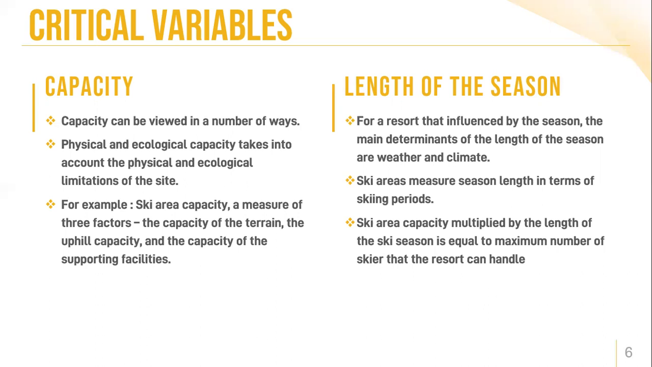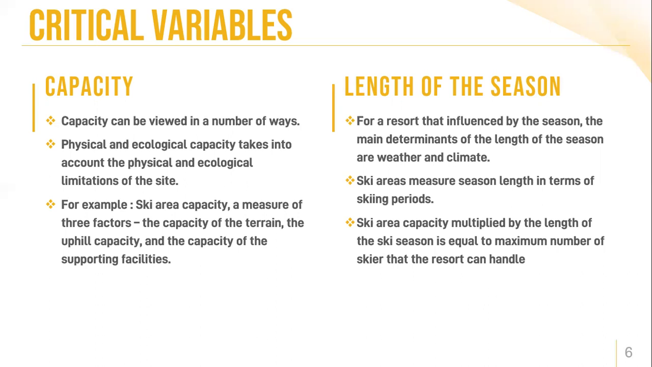So for a resort that is influenced by a season, for example, in Terengganu, people will not go during the monsoon season. When the monsoon season is over, people will start coming to the resort. So what is the determinant for the number of guests that come to Terengganu resorts? That is season, monsoon season, musim monsoon.